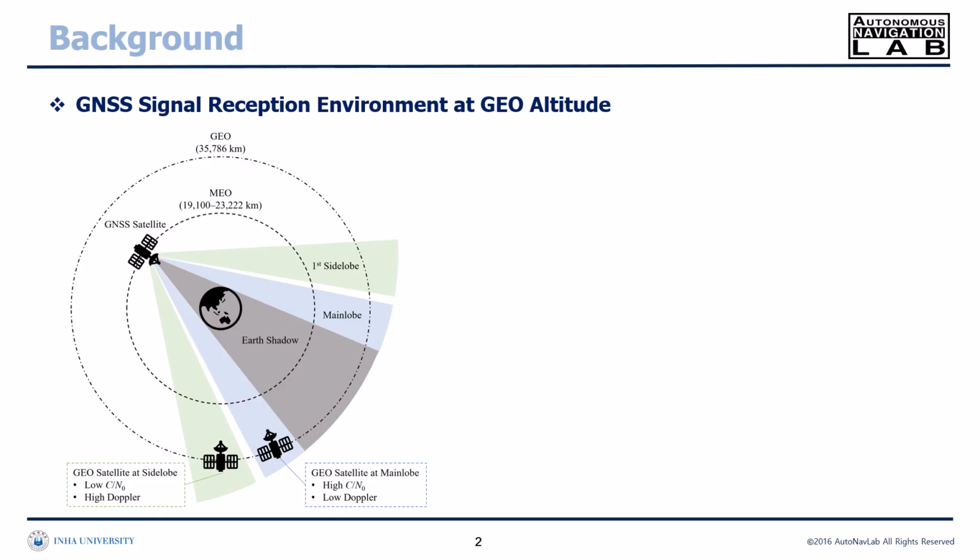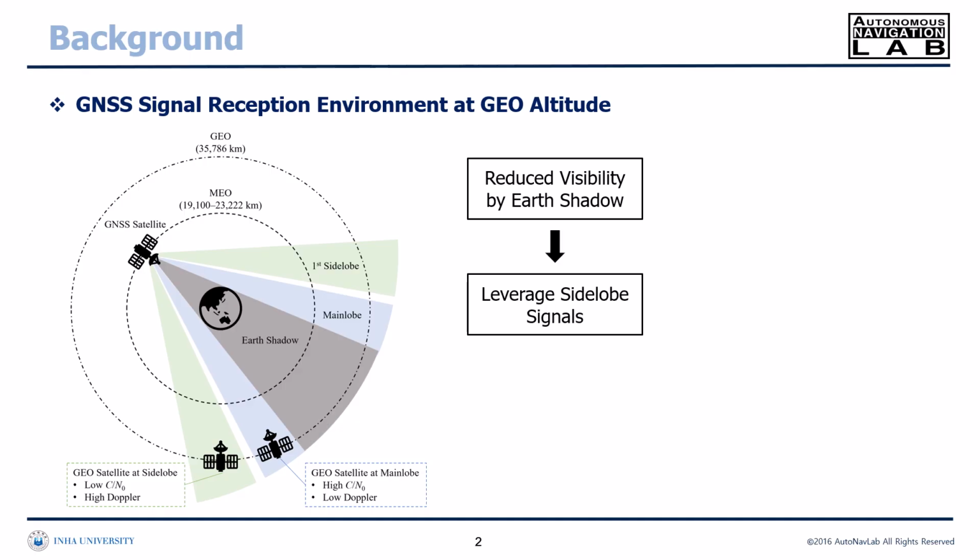Since GEO is higher in altitude than the MEO used by most GNSS satellites, the satellite signals must be received from the opposite side of the Earth. In this case, the visibility of satellites is reduced due to the Earth's shadow. To improve availability and satellite geometry under these conditions, sidelobe signals are utilized.